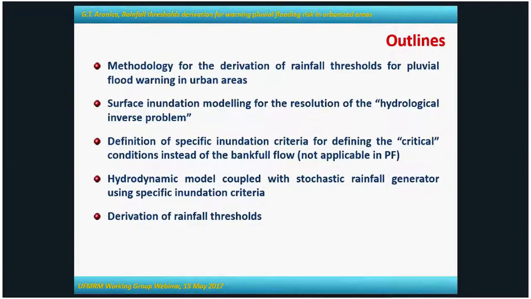This is where you can see the main outline of my talk. Essentially, I will describe the methodology for the derivation of rainfall thresholds in this specific case. And I will show how we deal with some typical peculiar problems you can have when dealing with pluvial flooding instead of classical fluvial flooding or other kinds of floods. The procedure is based on a Monte Carlo procedure, which puts together hydrodynamic modeling with a stochastic rainfall generator, which is essentially the forcing of the pluvial flooding, using specific conditioning criteria. At the end, I will show the results of this methodology for the derivation of rainfall thresholds.